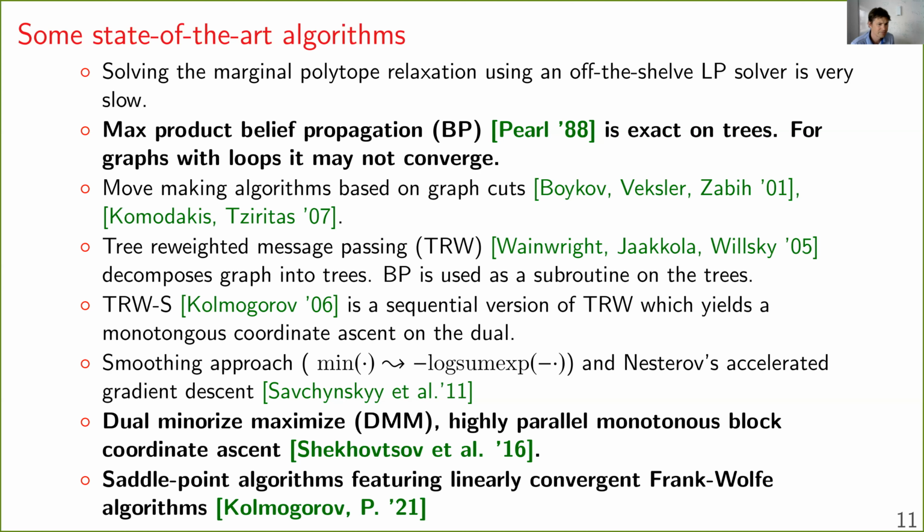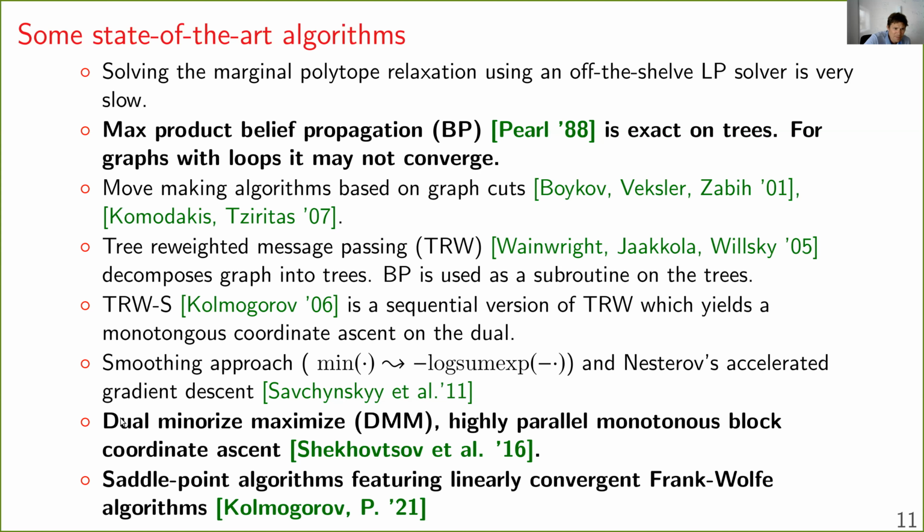Then there are also different smoothing approaches in the line of Nesterov's smoothing. Basically, you consider the dual problem, and then you replace the minimum operation with some log-sum-exp operation. For this, you can then efficiently compute derivatives, and then you can make use of accelerated gradient algorithms in order to minimize this smooth dual objective function.